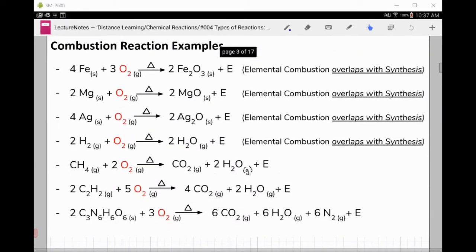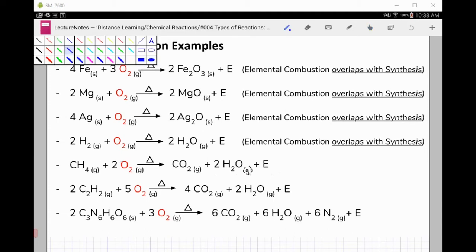Here we have a couple of different examples of combustion reactions. Something that you should notice or take away from each of these is that every single one of them has oxygen as a reactant, right? That's one of our key features. All of the ones that have a hydrocarbon, right, all of these that have some combination of carbon and hydrogen in them, all of those produced carbon dioxide and water as a product.